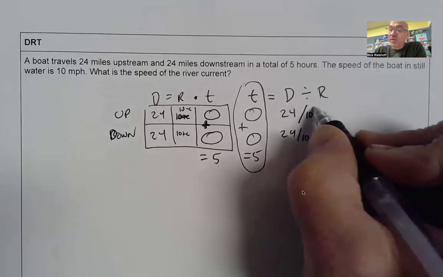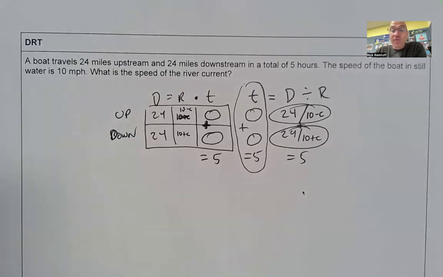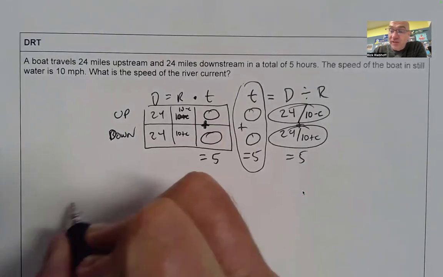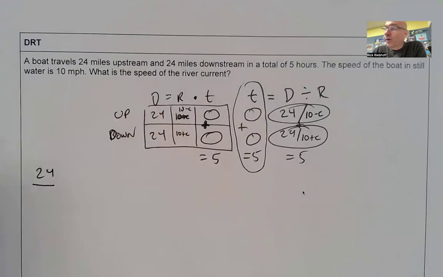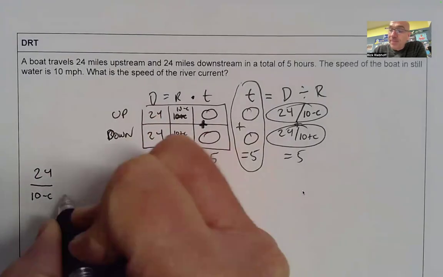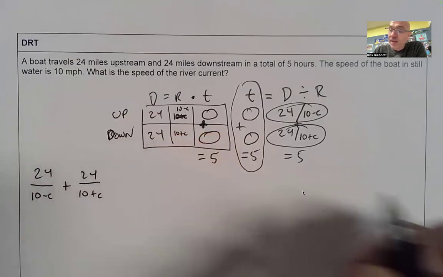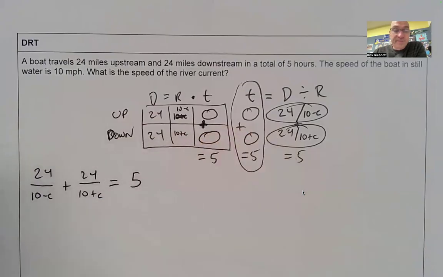So this plus this has to equal 5. And now I've got my equation. All right, so let's do it. 24 over 10 minus c, and then we're going to add 24 over 10 plus c, and that's going to equal 5. So we've got our equation set up.